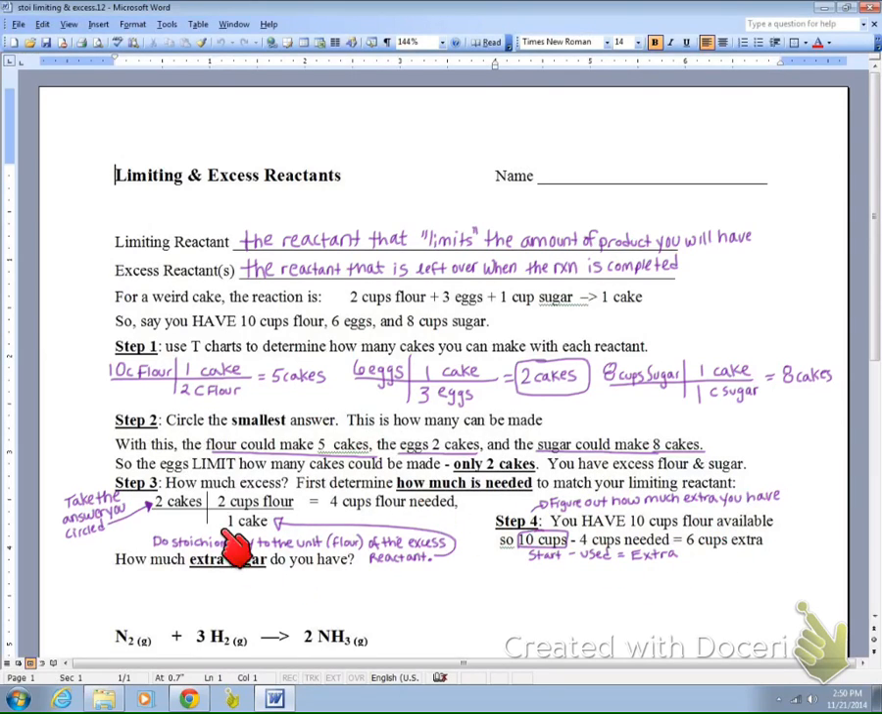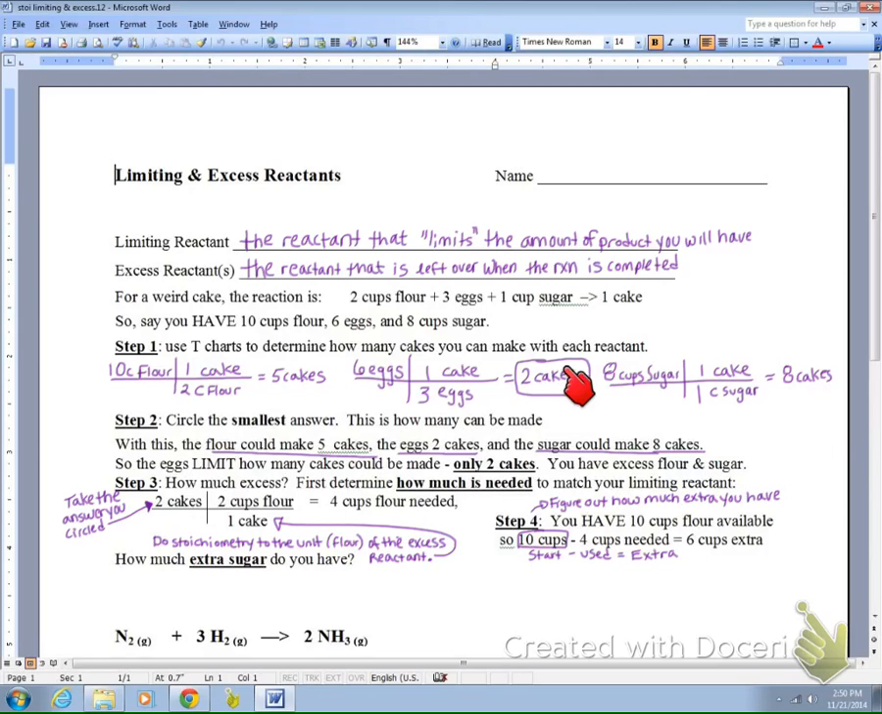Again, to figure out how much excess I have, I'm going to take my cake value, whatever number I circled, and do stoichiometry back to the units of my excess reactant. In this case it was flour. I know that to make 2 cakes, I need 4 cups of flour. My question asks how much is left over, how much do I have in excess of my reactant? I started with 10 cups of flour, and I subtract how much I calculated in step 3, which was 4 cups, and I'm going to get 6 cups extra.